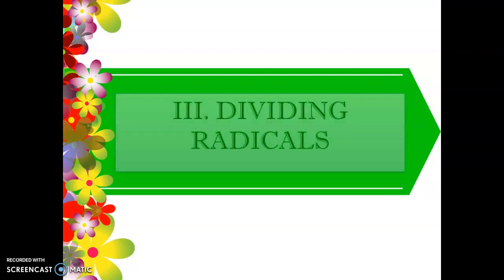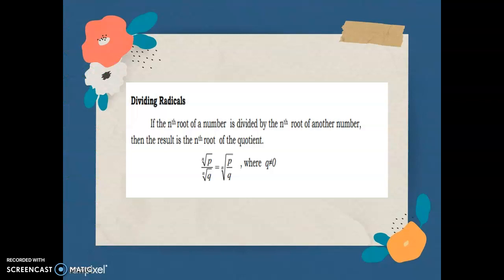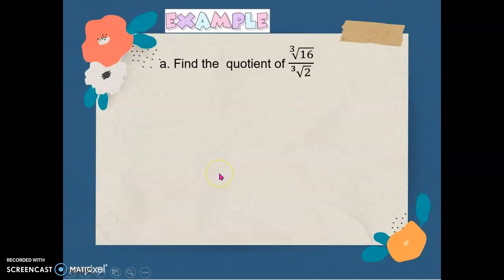Yan. Start tayo. So in dividing radicals, if the nth root of a number is divided by the nth root of another, then the result is the nth root of the quotient. Now, so law of radical tayo, kapag naka-express as separated, pwede i-rewrite po natin as one radical only, as long as same ang index nila. Okay? First example, find the quotient of the cube root of 16 and the cube root of 2.